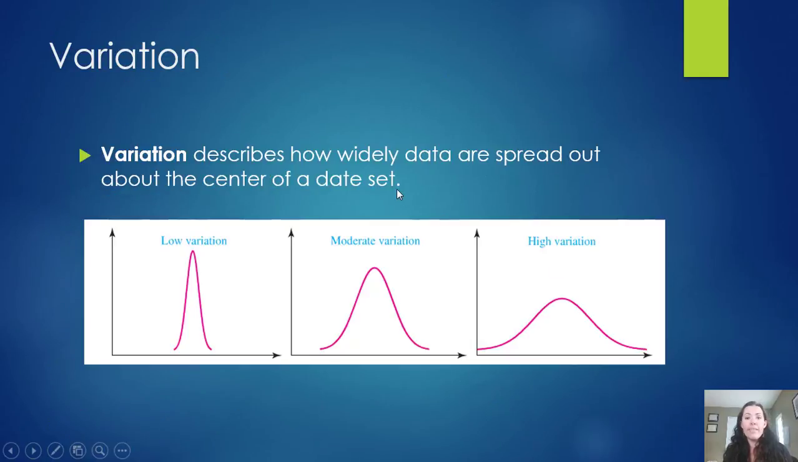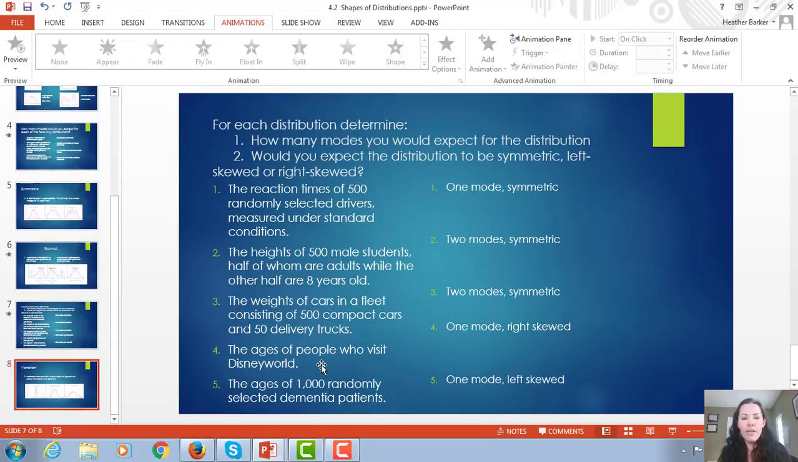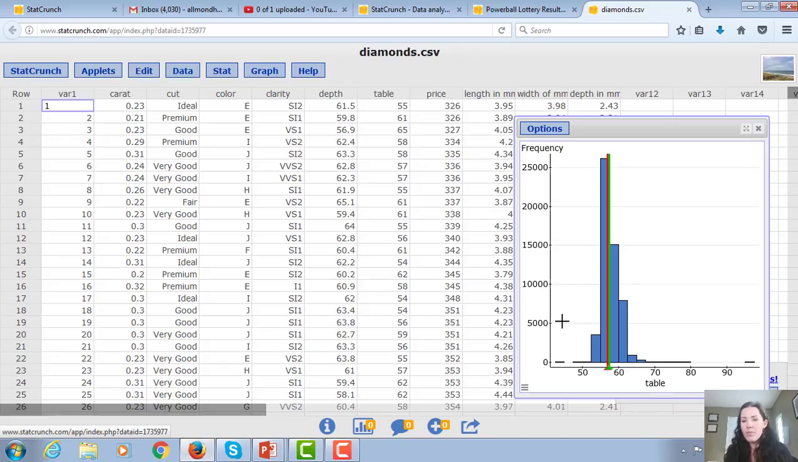Variation describes how widely data are spread out about the center of a data set. So low variation is one that has a really high peak and the data is very tight. Moderate variation is a little bit more symmetric, more spread out, and high variation has a low peak and is quite spread out. So again, this one is a really good example of a graph that has low variation. You see how it's so narrow? That's a very low variation graph.